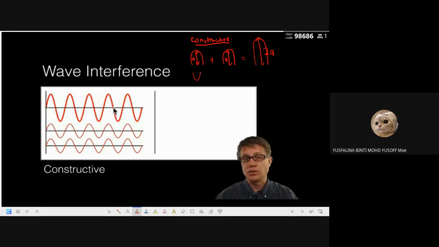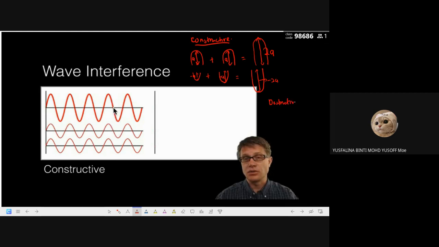Or let's say trough meet with trough. So this one is negative A, and this one is also negative A. So they will produce negative 2A here. They just use the simple algebra here. So we still call it as a constructive. Then this one is actually, we use the concept of superposition. Okay, and another one is a destructive.